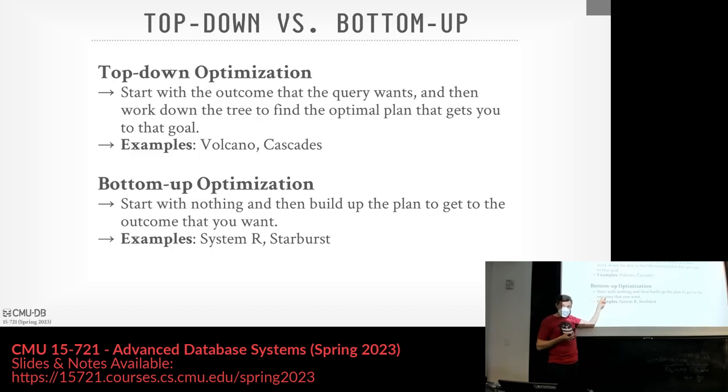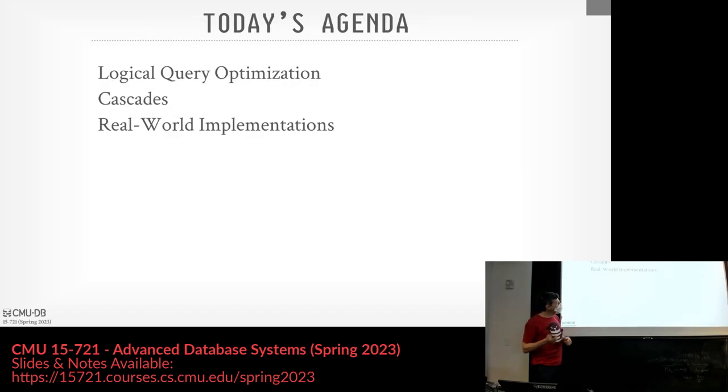The research literature, according to the Germans, says bottom-up is better. But the paper you'll read next class is going to talk about how Microsoft has the best optimizer, and they're doing top-down. So I'm biased toward the Cascades approach, the top-down approach. The Germans love bottom-up. I think they're better programmers than me, so they might be right.